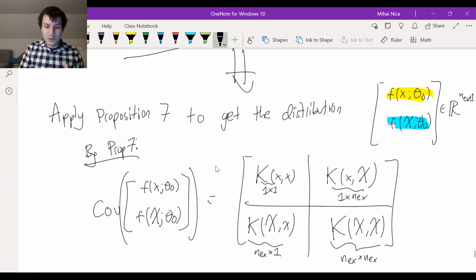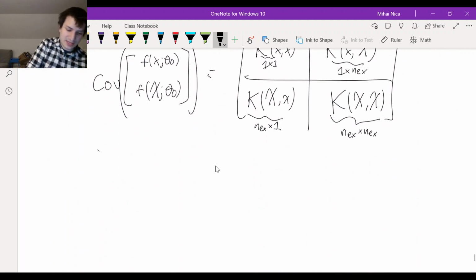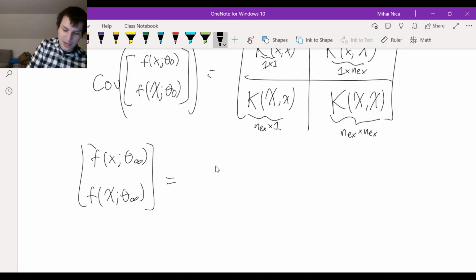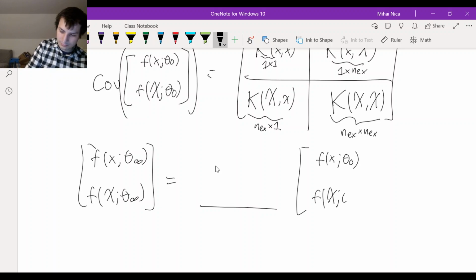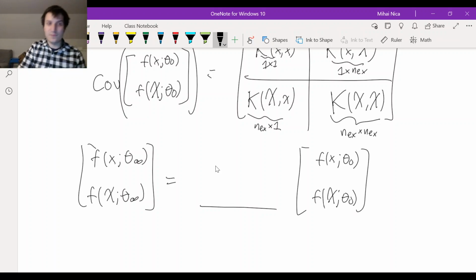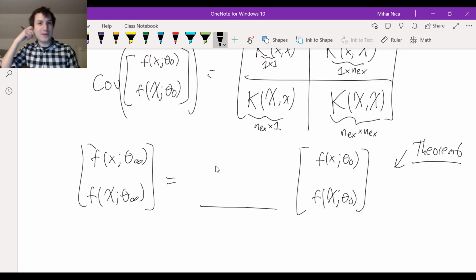And finally, this is the key point, we can write the vector f of x theta infinity and f of script x theta infinity as a linear combination of what it is at initialization. And this is just because of theorem 6. So why am I messing about with this funny vector?